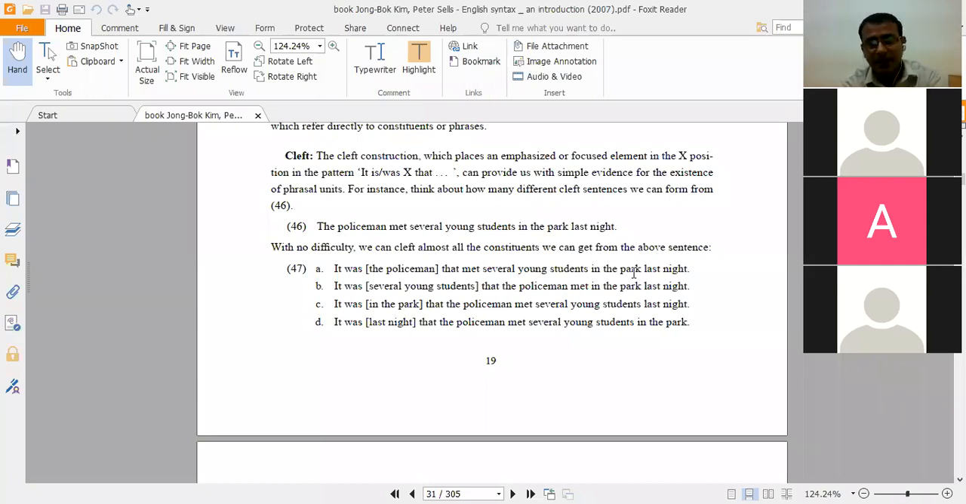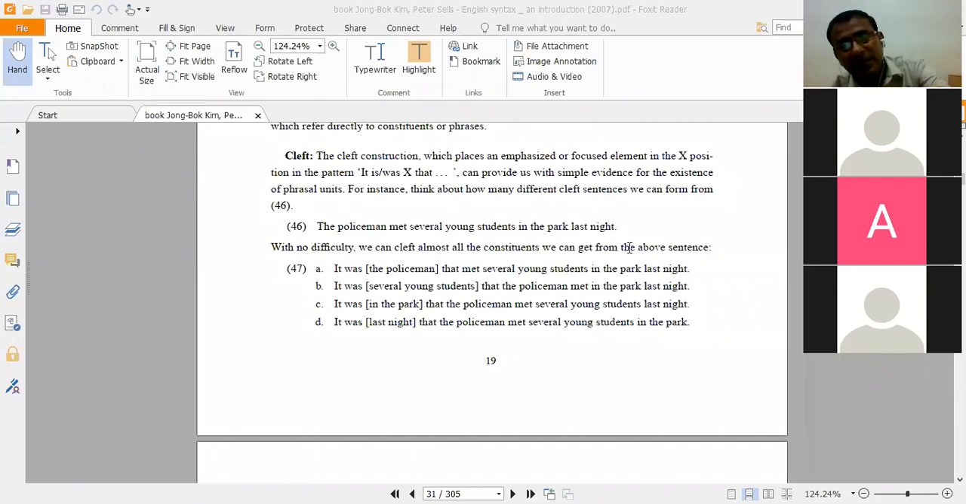It was X, where X means noun, for example, it is Ali or it was Ali, that can provide us with simple evidence for the existence of phrasal units. For instance, think about how many different cleft sentences we can make from 46. So 46 is an example sentence here. The policeman met several young students in the park last night.